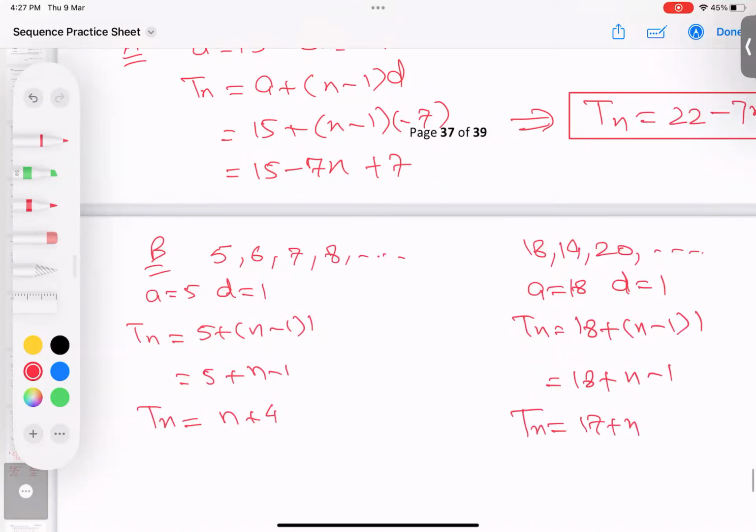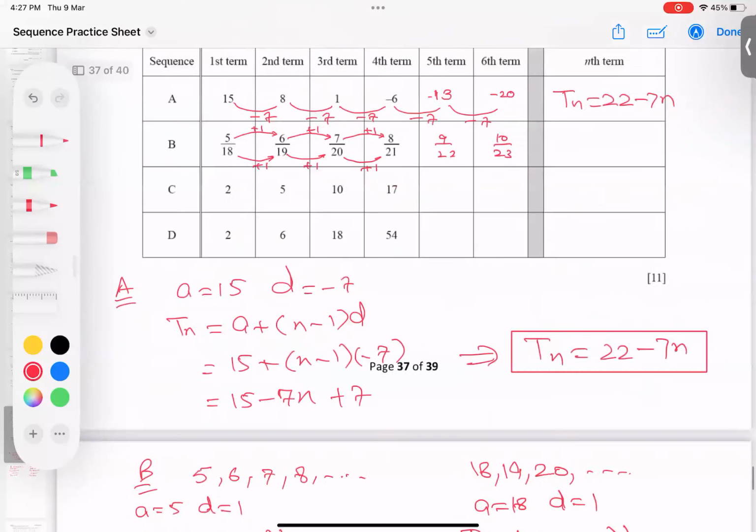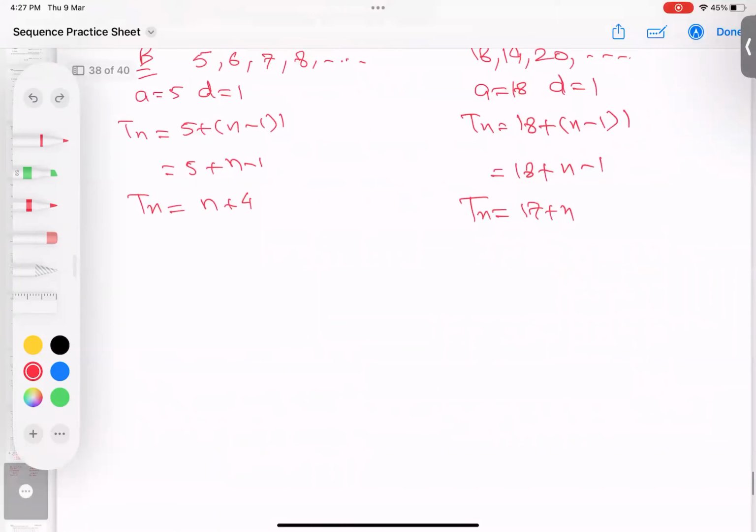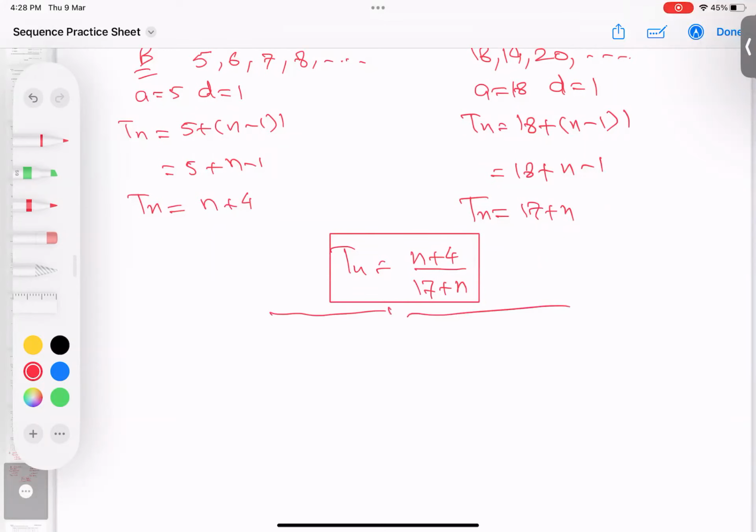Now I combine. How did we split it? You know it very well: upper part and lower part separate. Now combine. What is the combining form? Upper part and lower part are here. So n plus 4 goes up and 17 plus n goes down. Let me check. Yeah, correct. So this answer is done. Alhamdulillah Rabbil Alameen. So we have done it.